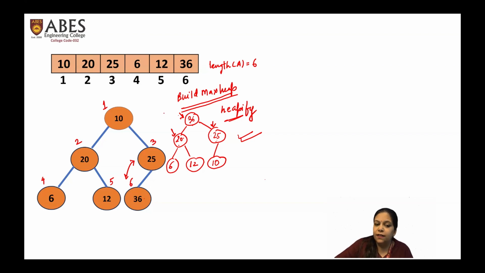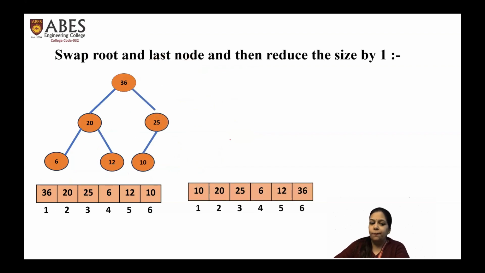Right? So this is the first step in which we have created the build max heap. Now, after this step, as you know that this is the tree which is formed after converting it into a max heap, we are going to swap the root node with the last node. Okay? We are going to swap the root node with the last node such that this will become 10, this will become 36, right?